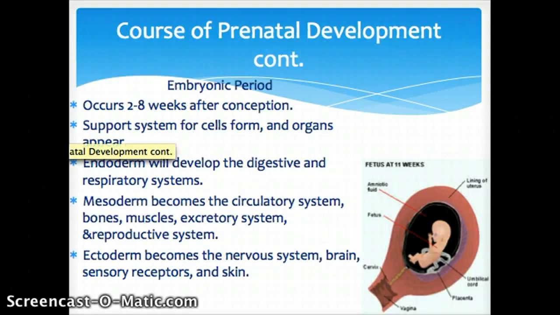The embryonic period occurs from 2 to 8 weeks after conception. During this period, support systems for cells and organs begin to appear. The mass of cells are now called an embryo. The inner cells are called endoderm, which is where the digestive and respiratory systems form. The middle layer of cells are called the mesoderm, which is where the circulatory systems, bones, muscles, excretory systems, and reproductive systems form. The last layer is the outer layer, which is called the ectoderm. This is where the nervous system and brain, sensory receptors, which would be the ears, nose, and eyes, form. The skin parts, such as hair and nails, also form. Eventually, every body part will develop from these 3 layers.